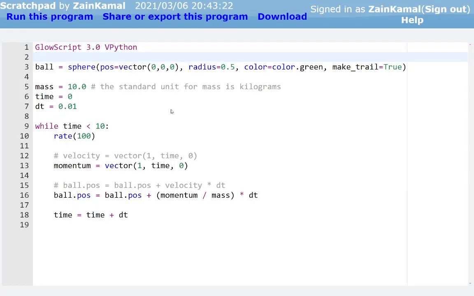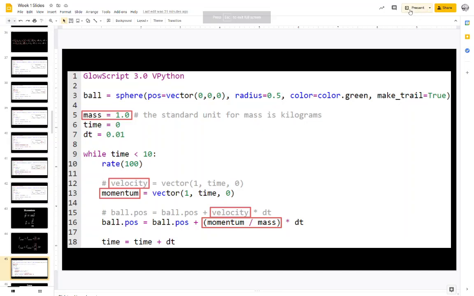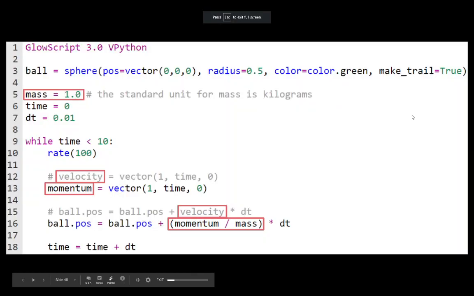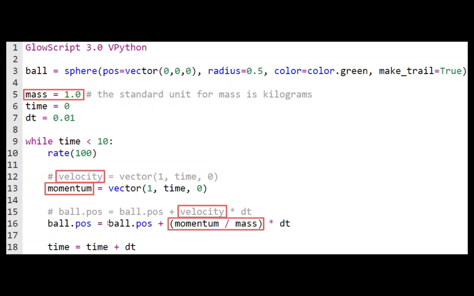So now, if we go back to our slideshow, what I've essentially shown you so far is Euler's method for updating the position with a constant velocity. In this case, it is changing, but we're only using Euler's method once, and that's to update the position of a ball. But now what we're going to start talking about is what if the momentum over mass, if the momentum of the ball is changing.